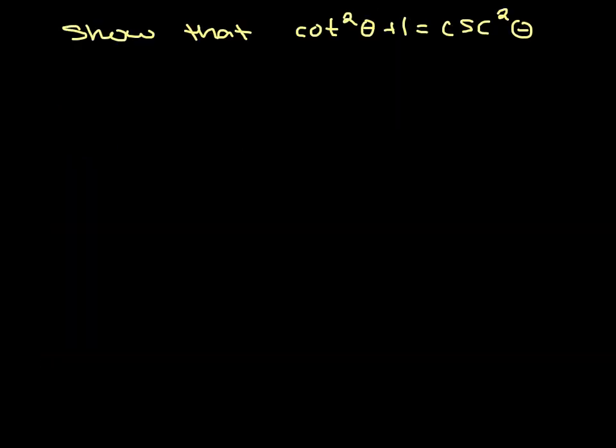Alright, for homework, I want you to prove this last identity. I want you to show that cotangent squared theta plus 1 is equal to cosecant squared theta.